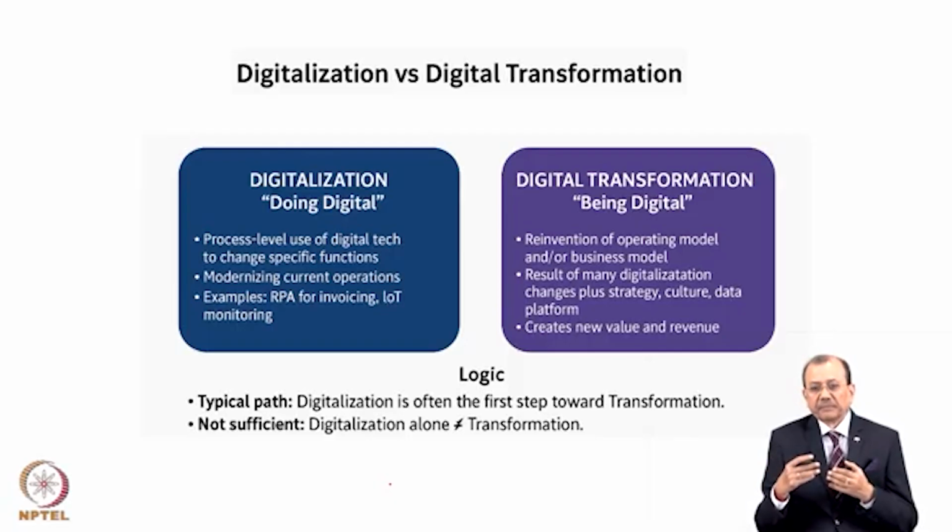Because it is a being, like a company like Facebook, a company like Amazon.com, they are being digital. If you see their model, the way they function, they are totally digital. It means being digital. So we have to understand these meanings a little more in the context of real life situations, industries, how they are implementing and how they are reaping the benefit of digitalization and digital transformation.